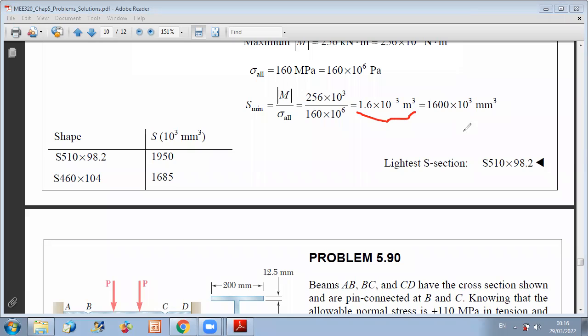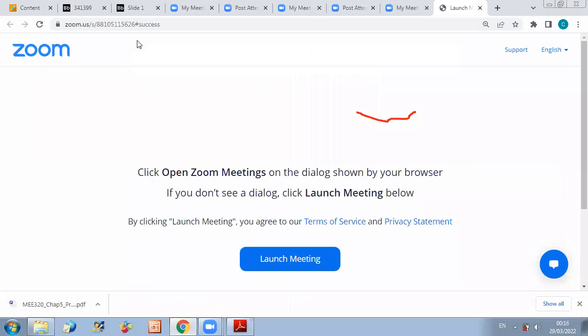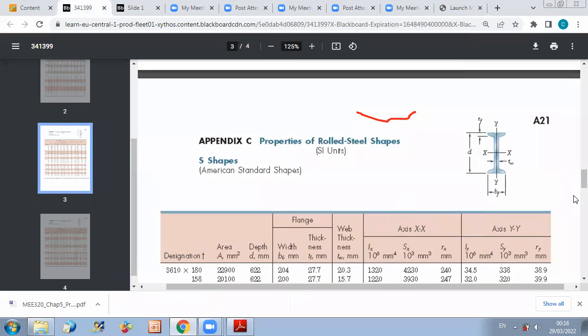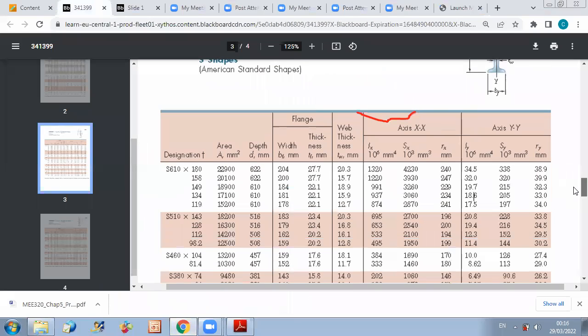And now I should go to Appendix C to select possibilities of standard beams for which S is larger than 1,600 times 10 to the power 3 millimeter cube. Let us go to the appendix. If you look at your appendix, this is the first place you go, for S shapes. And you check in your table here, you want Sx to be larger than 1,600. And you can find several possibilities.